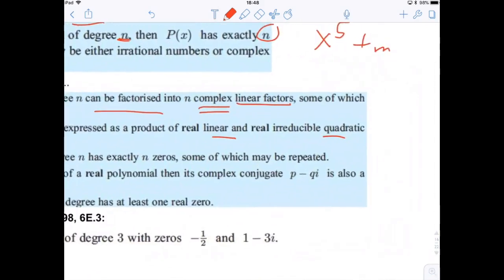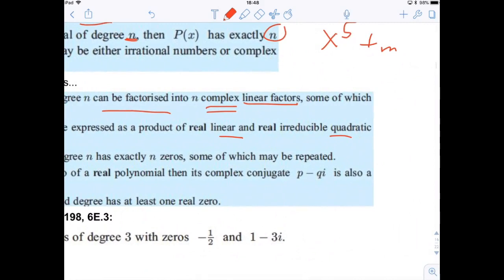So what that means is that you have a real polynomial. The real polynomial has real coefficients. It says this is bad notation, but you have all real coefficients. You can factor this into linear factors like that, or like that, or you could factor into quadratics, which also have all real coefficients.